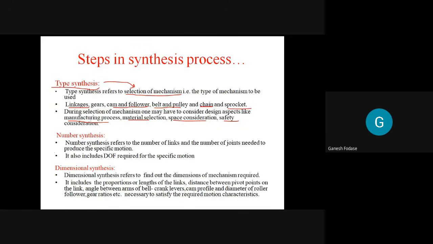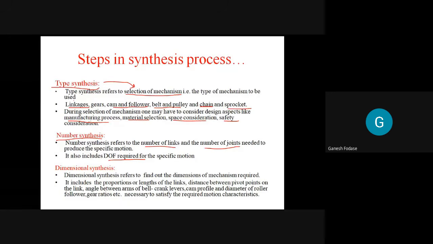The second step in synthesis is number synthesis. So after type synthesis, next is number synthesis. Number synthesis refers to the number of links in a mechanism and the number of joints in a mechanism, or means we are going to select how many links will be there. In the first step, we select a mechanism. Let's say we talk about a 4-bar mechanism. In that case, there are 4 links, but how many joints are there? Which type of joints are there? Also, it includes a degree of freedom calculation, the degree of freedom required for a specific motion. So in number synthesis, we are going to finalize the number of links, number of joints, number of pairs, and how many degrees of freedom are required to obtain a specific motion. So that is what number synthesis is after type synthesis.